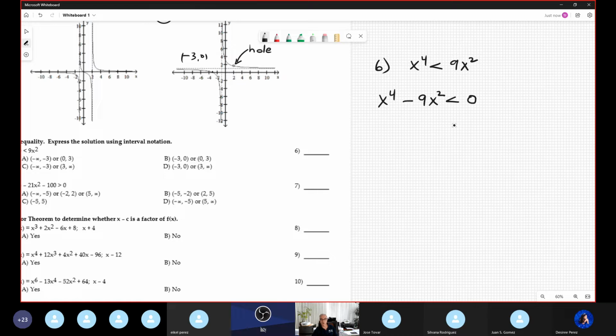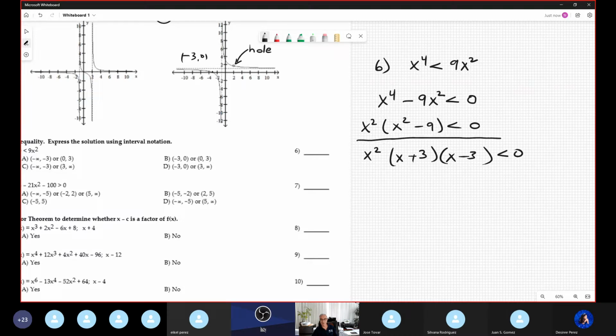Now factorization. GCF is x squared. x squared times (x squared minus 9). Did I finish? No, I have to complete the factorization. Difference of squares: x plus or minus 3. Boom, I did that. And this is our new expression. By the way, it's equivalent to this horrible one.